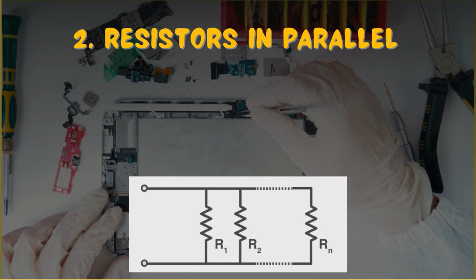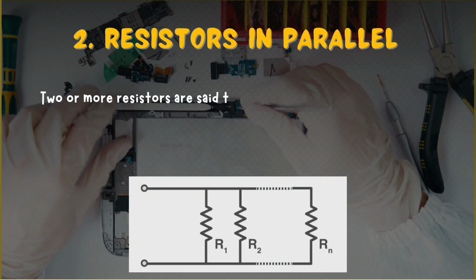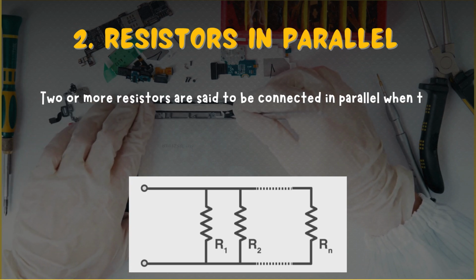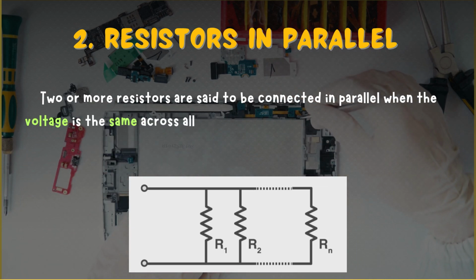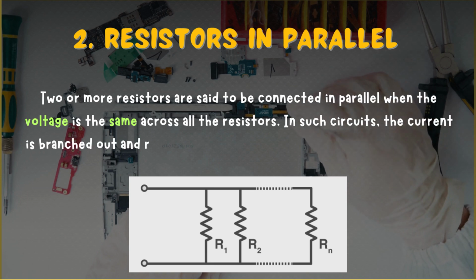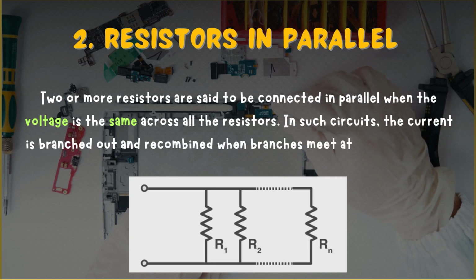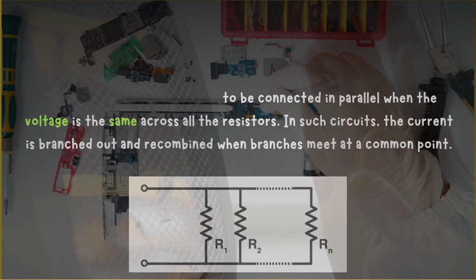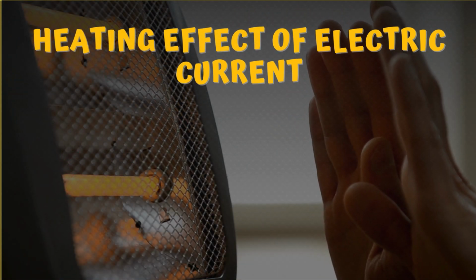Resistors in parallel. 2 or more resistors are said to be connected in parallel when the voltage is the same across all the resistors. In such circuits, the current is branched out and recombined when branches meet at a common point.